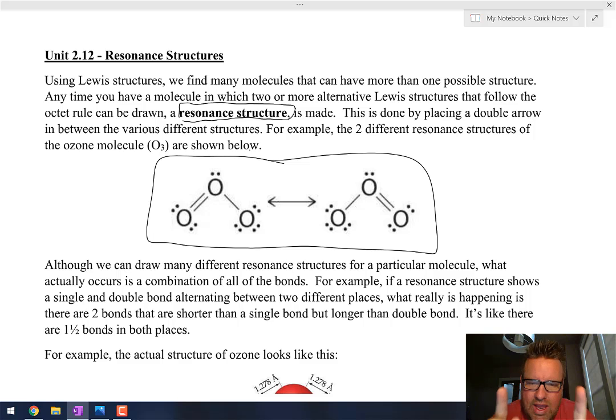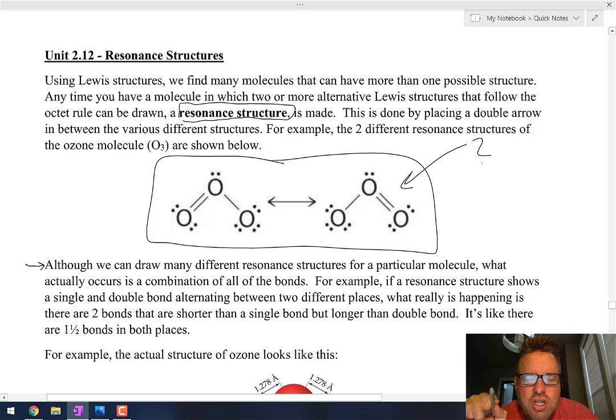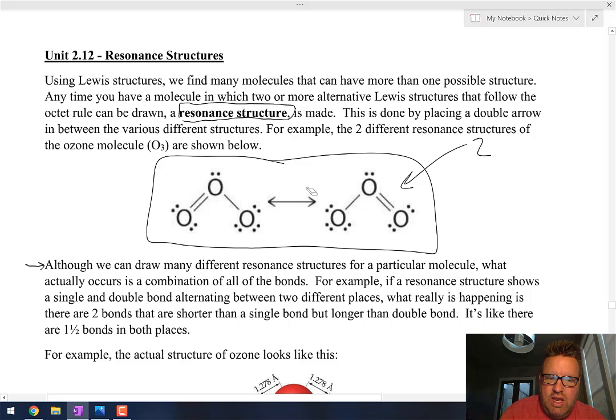Now, again, the question comes up as to which one is correct, okay? So this sentence right here is really important: although we can draw many different resonance structures for a particular molecule, in this case we can draw 2. This has 2 different resonance structures. What actually occurs is actually not either one of them. It's not this one, and it's actually not this one either. As you can see, what actually occurs is a combination of all of those bonds.